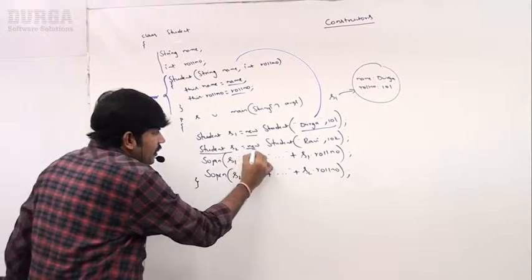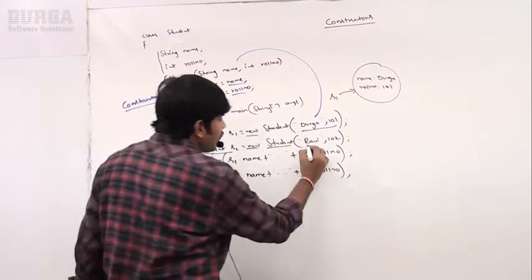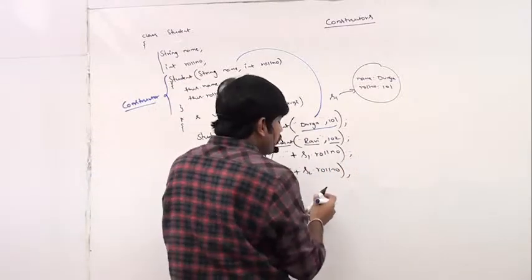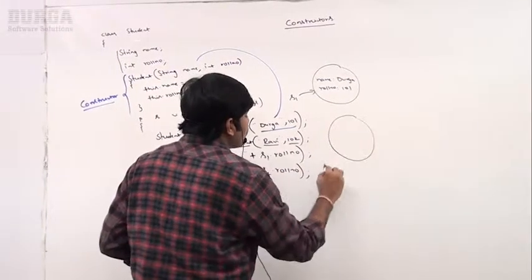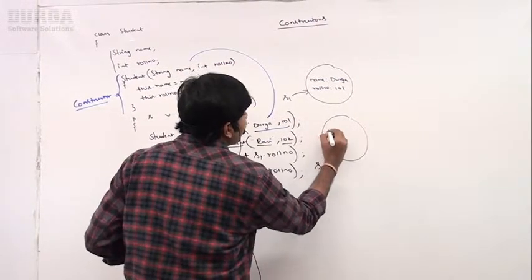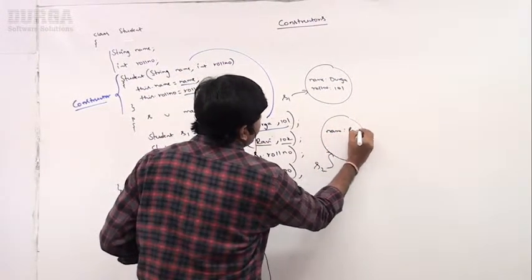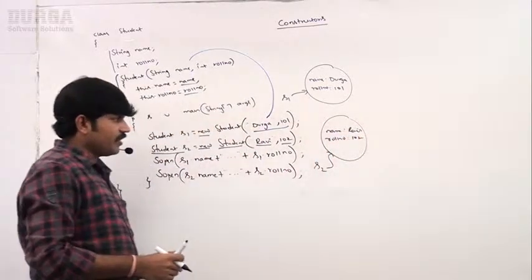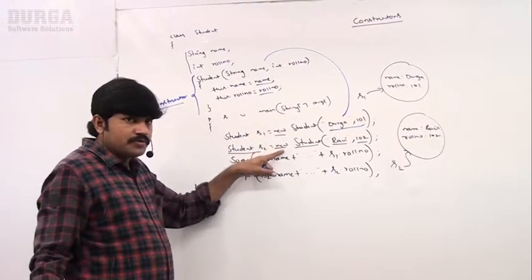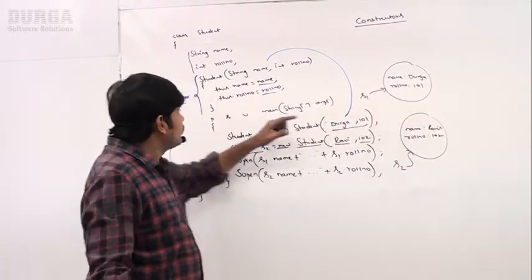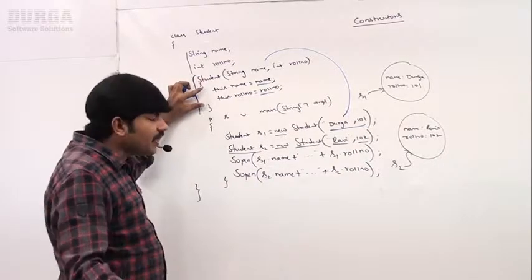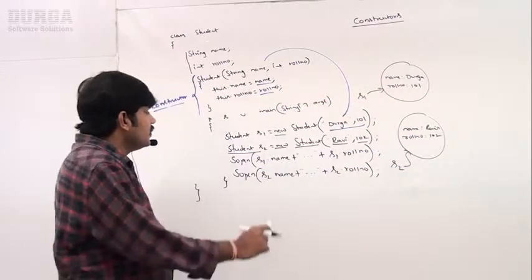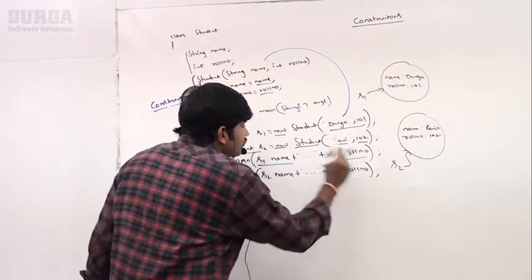Next, Student s2 = new Student("Ravi", 102). Now, another object got created. s2's name will become Ravi and roll number will become 102. How many objects did we create? 2 objects. For every object, this constructor will be executed separately to perform initialization related to that object.